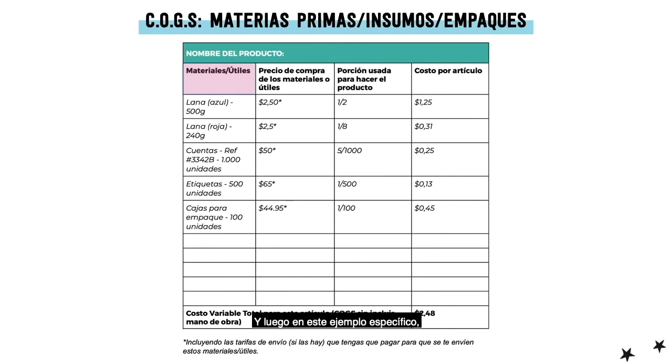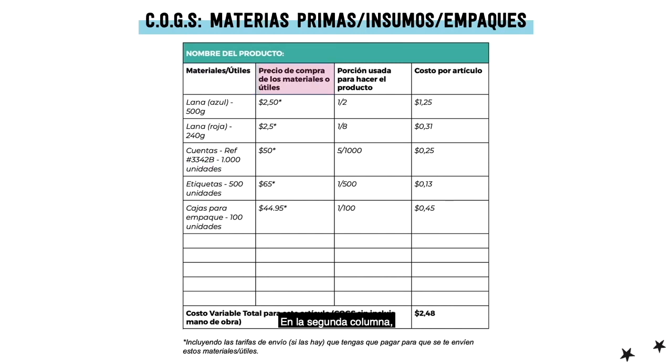And in this specific example, we can see that we purchased 500 grams of blue yarn, 240 grams of red yarn, 1,000 beads, 500 labels, and 100 packaging boxes. Essentially, you want to write what you bought and how much of it, whether it be in units or in weight. If you want, you can also write down the reference from your purchase receipt or invoice. This is not necessary, but it can help you know exactly what purchase you're referencing. And this is what I've used as an example here for the beads.